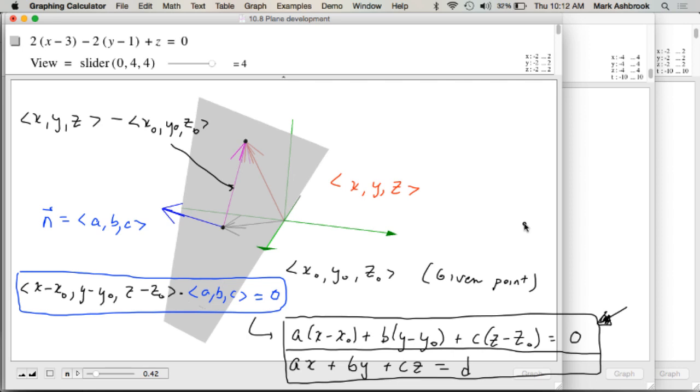Questions on where a plane comes from, the equation of a plane? So D should be given. Yeah, if you're given the equation of the plane, you'll be given something like 3x minus 2y plus z equals 5. Yeah, exactly. Okay, we have 2 minutes left, so let's at least do a couple easy examples. All right, questions before we start?